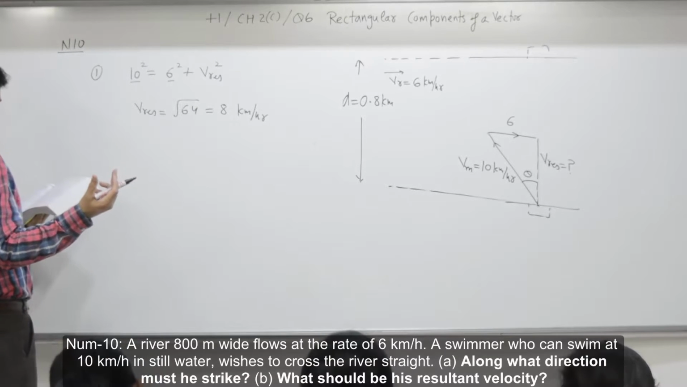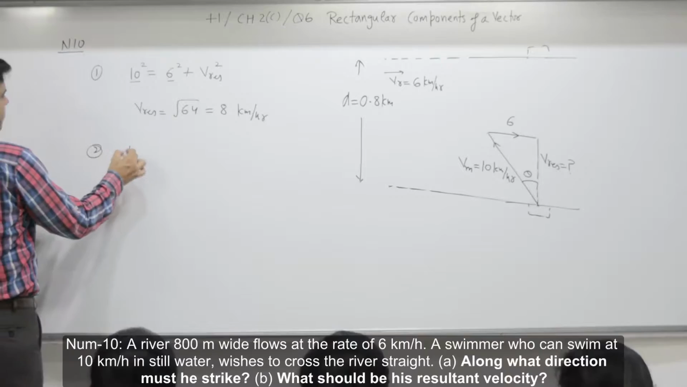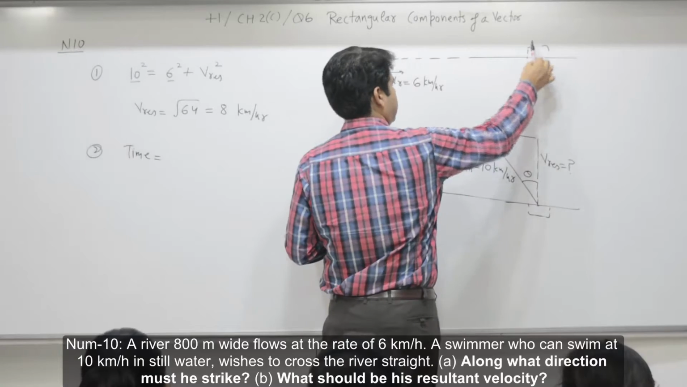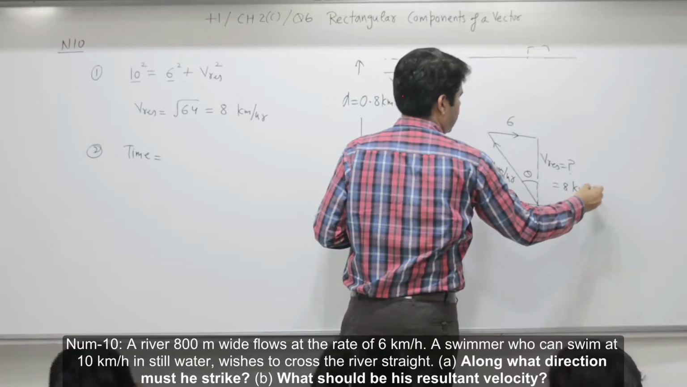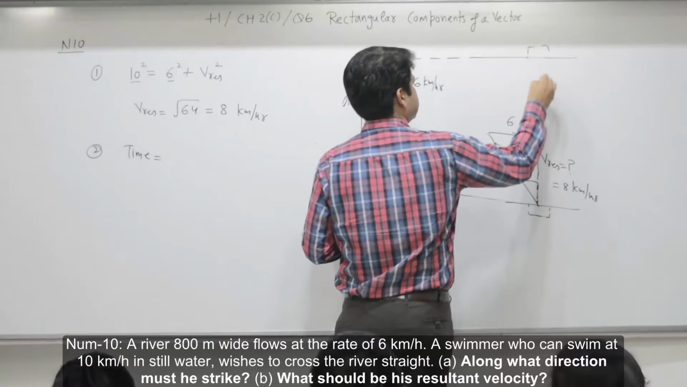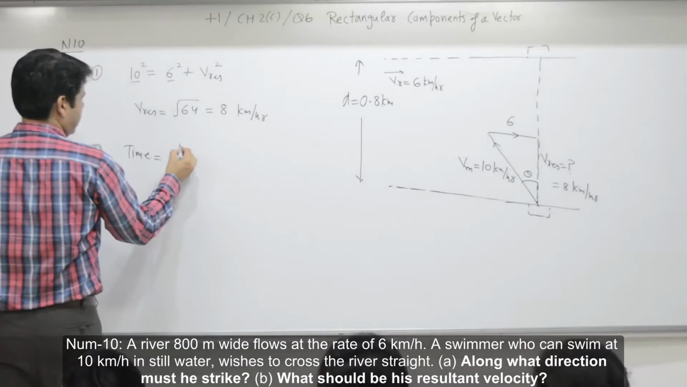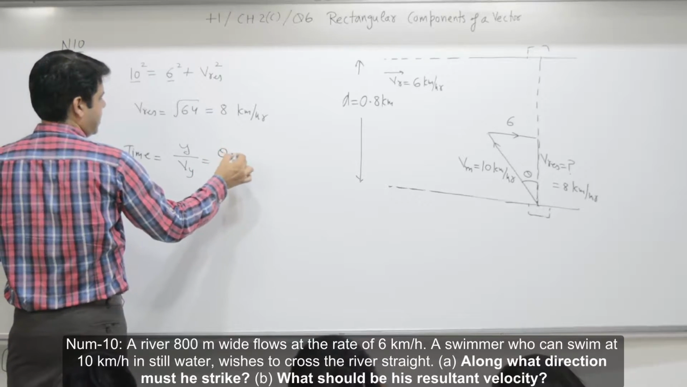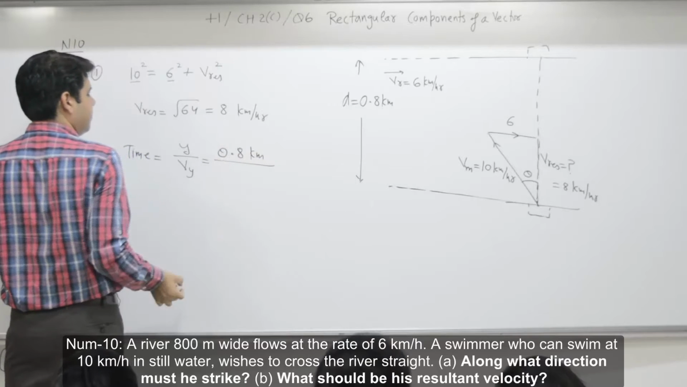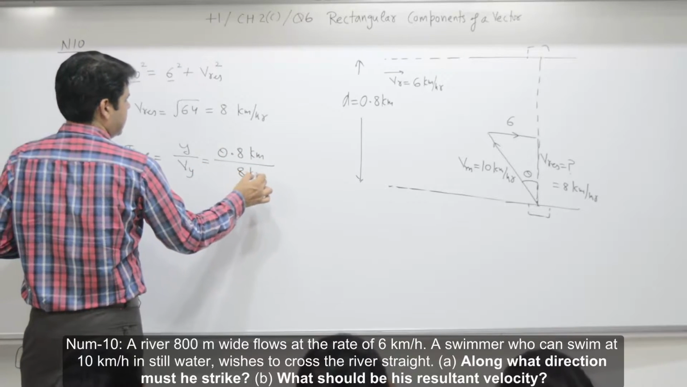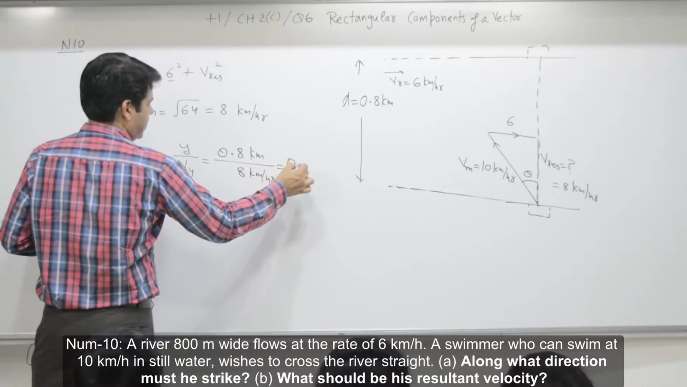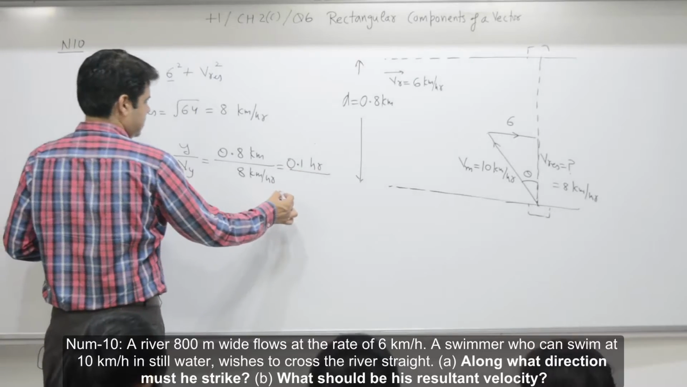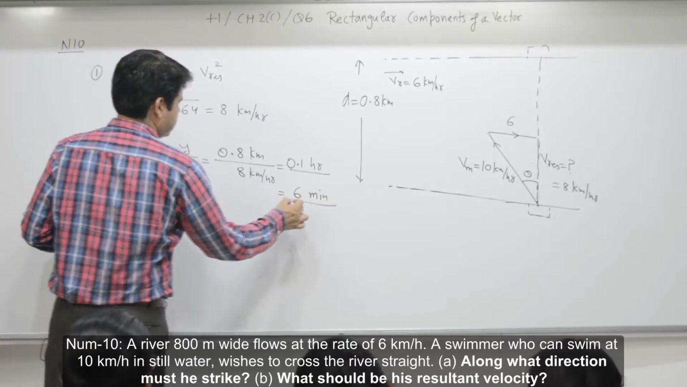This is B part. Am I right? Second is time. What is the velocity along this line? 8 km per hour. This displacement is how much? Time is displacement along y divided by velocity along y. Displacement along y is 0.8 km. Velocity along y is how much? 8 km per hour. So what you get is 0.1 hour. Means how many minutes? Yes, 1 hour is 60 minutes. So it is 6 minutes.